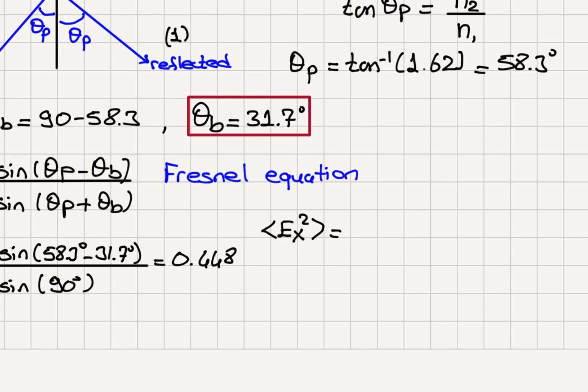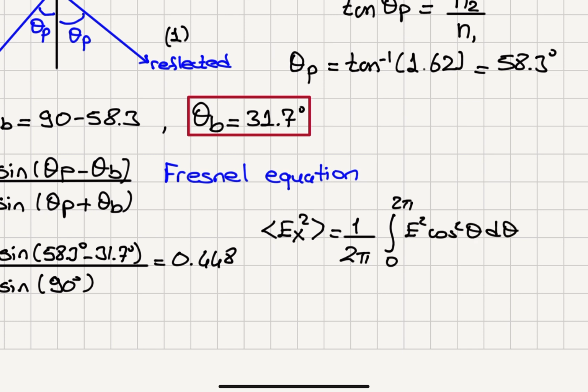Okay, now at the same time, when I look at the average value of Ex squared, the x component of the electric field, that's by definition 1 over 2 pi, integral from 0 to 2 pi, E squared cosine squared theta d theta. Just to remind myself, that is equal to E squared over 2. This is a calculation we have done before, and this gives me the Ex RMS value to be E, the magnitude of the electric field, divided by square root 2.